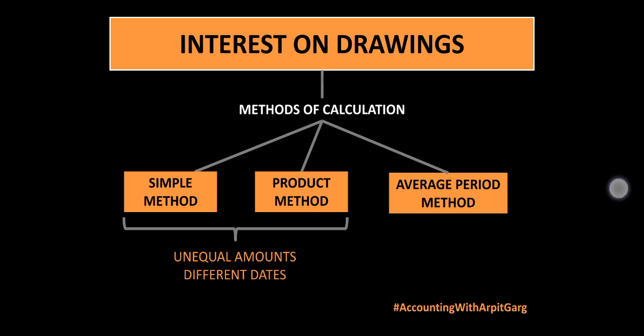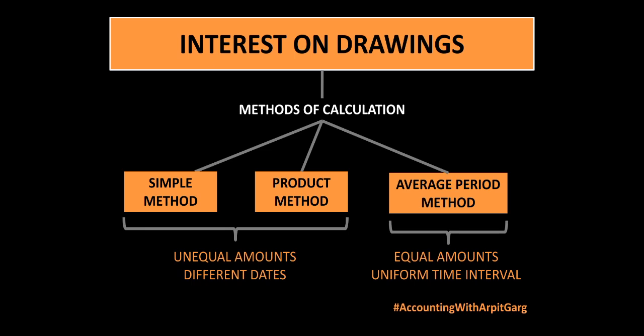But if our amounts are equal and we have uniform time interval, for example, a partner withdrew rupees 10,000 on the first day of every month or on the 10th day of every month, so amounts are equal and time is also equal, there we will follow average period method.